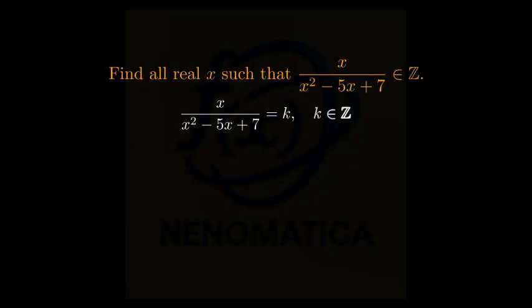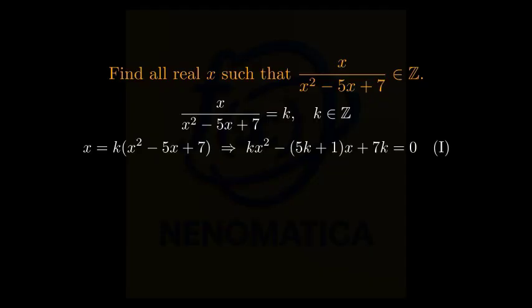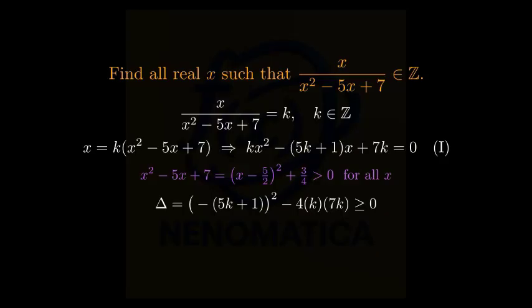Now multiply both sides by the denominator and gather terms. That gives kx squared minus the quantity 5k plus 1 times x plus 7k equals 0. We'll call this equation 1. By the way, the denominator never equals 0, so we will not lose or gain solutions from that constraint. Step 2. For real x to exist, the quadratic in equation 1 must have real roots, so its discriminant must be at least 0. Compute delta, the square of -(5k plus 1), minus 4 times k times 7k. That simplifies to -3k squared plus 10k plus 1 is at least 0.